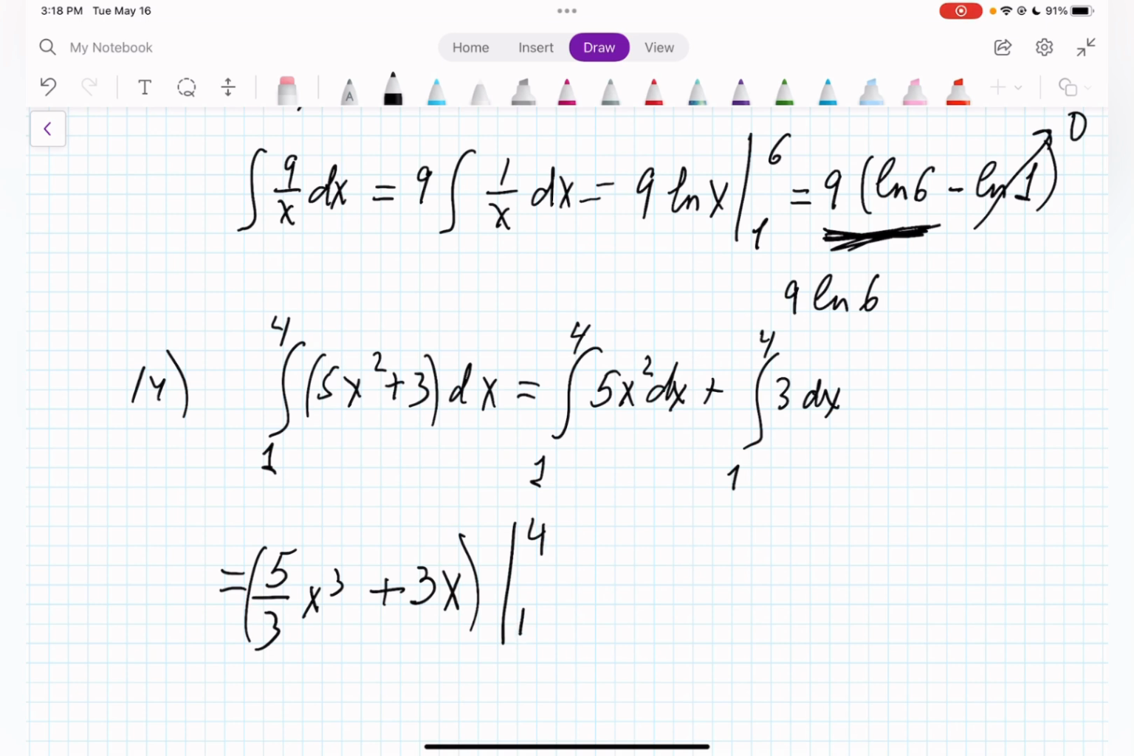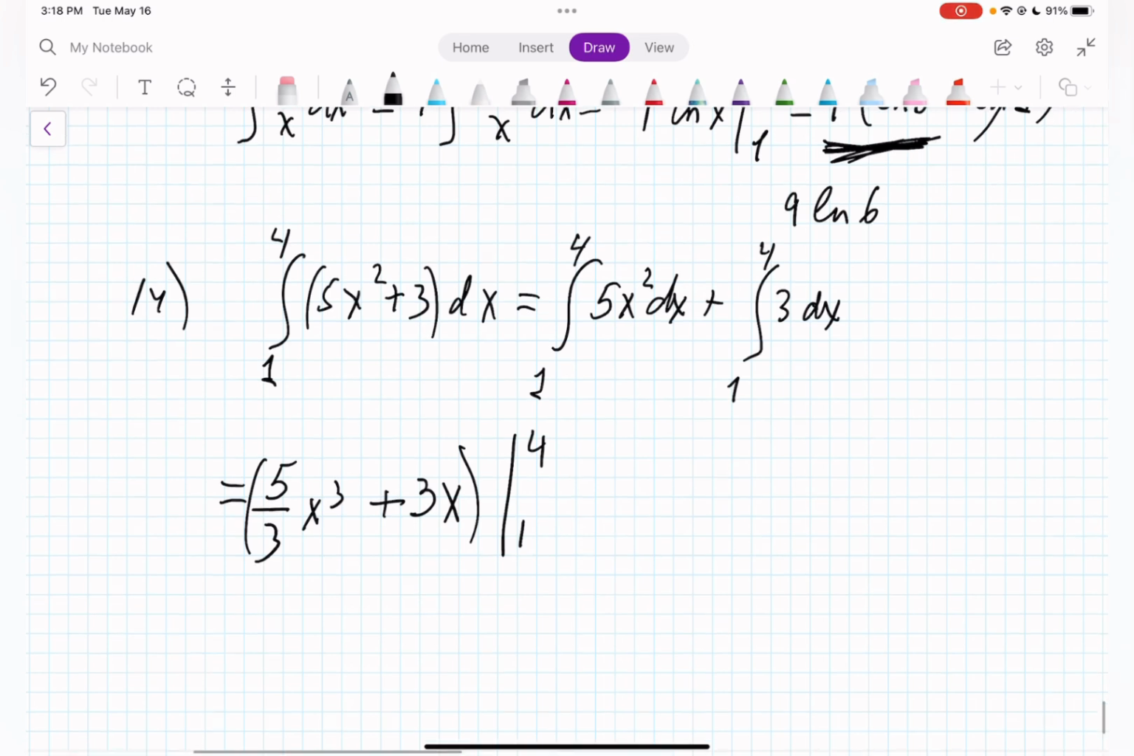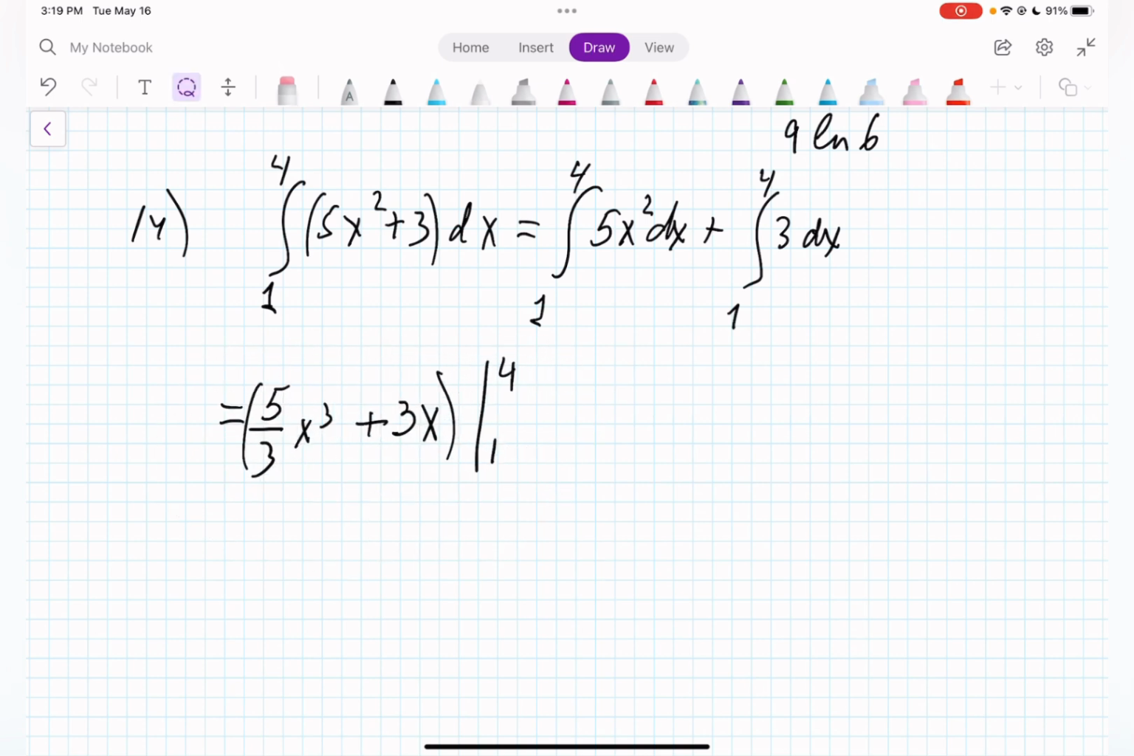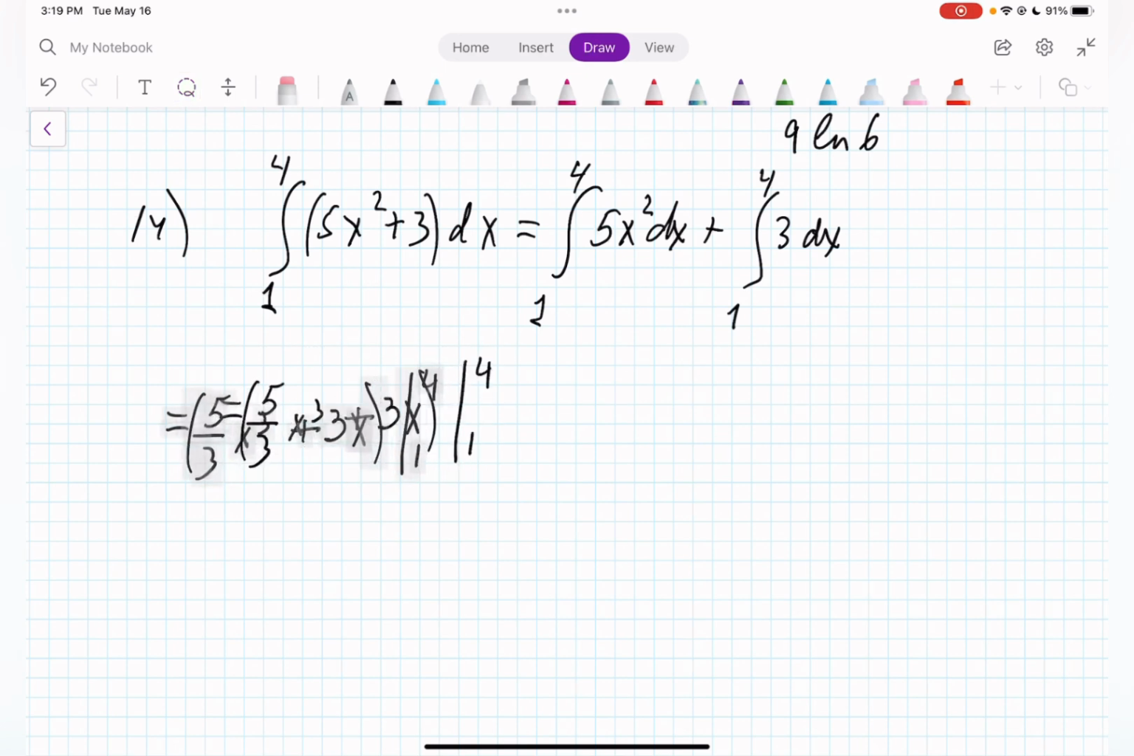So you can do it separately. It still will be fine. Like, let's see, this way. 5 over 3 x cubed, 1 and 4, and then plus 3x, 1 and 4. It's absolutely no difference. I like to put it all together this way, so I'm going to work this way. You can work the way you like. It doesn't matter at all. Okay. And we are getting.